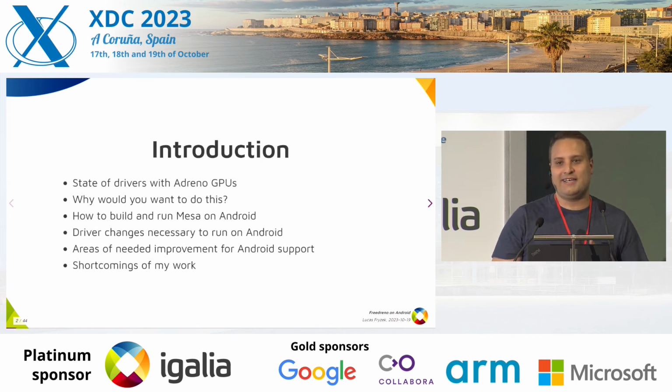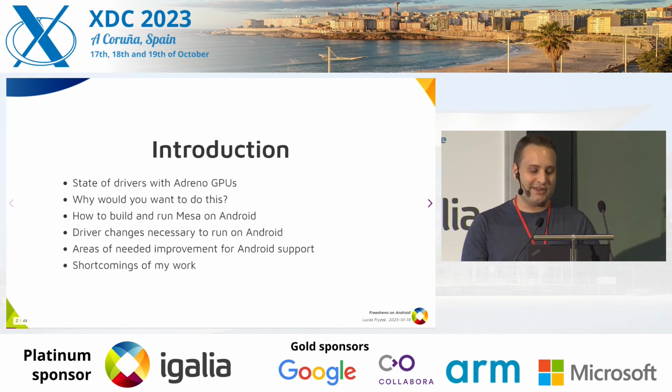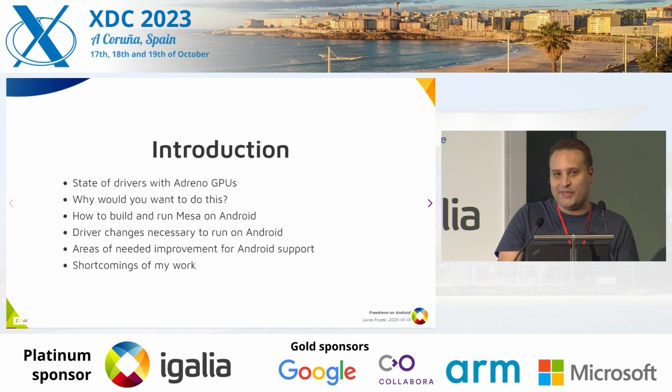So in this talk, I'm going to cover a few things, all of them related to Freedreno, all of them related to Android. I'm going to talk a little bit about the state of the drivers with the Adreno GPUs, and why this is important when you're trying to run something on Android. A little bit about why you might want to do this, how you actually build Mesa to run on Android, driver changes that are necessary to run on Android, and then some areas of needed improvement for Android support in Mesa.